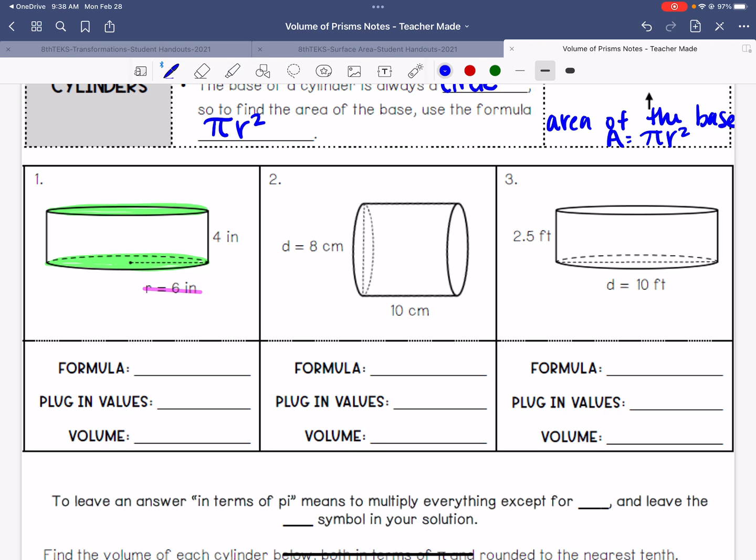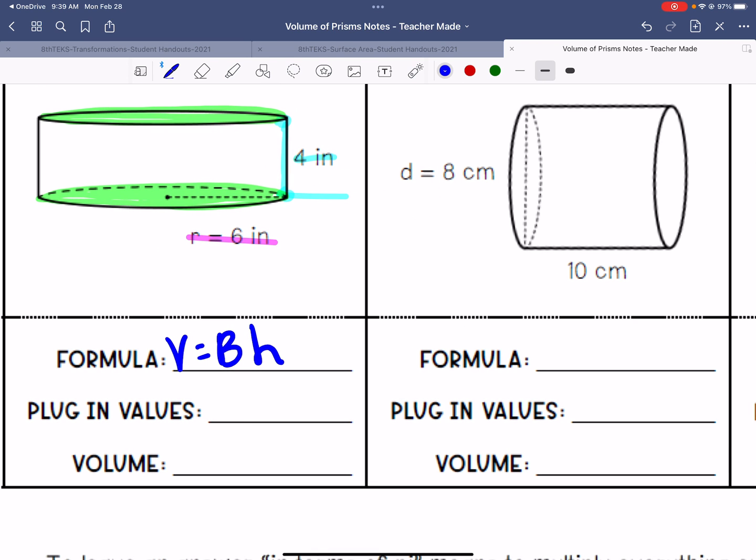The distance from one circle to the other circle is 4 inches. So the formula: volume equals area of the base times the height, where our base is a circle, and we are going to use the formula pi r squared. All we need to do is plug in our values. What's super nice about having 8th grade standards is that you get to use a calculator.